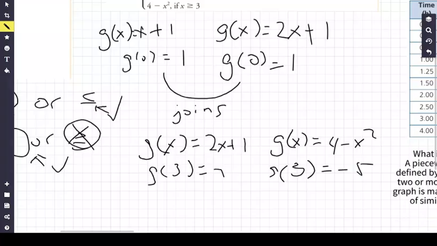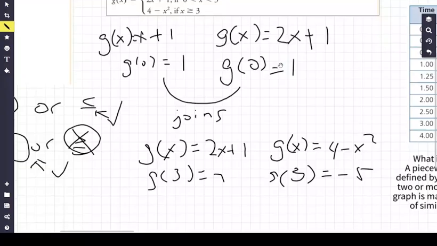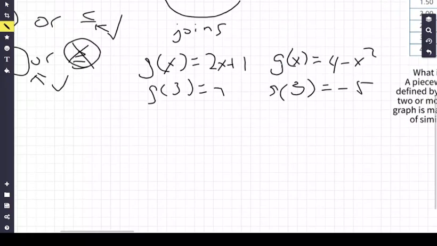These y values don't equal each other. So the two y values are different. So the second linear piece does not join with the parabola at x equals 3. So the function overall is discontinuous. So is the function continuous? No, it is not. It is discontinuous since there is a break in the graph at x equals 3. You can go ahead and verify this by graphing using a graphing calculator or Desmos.